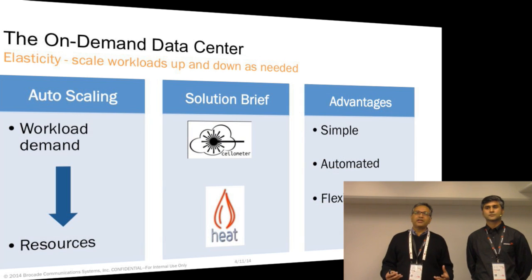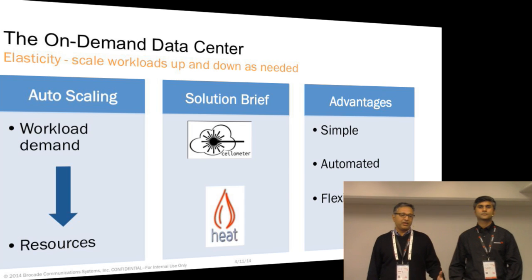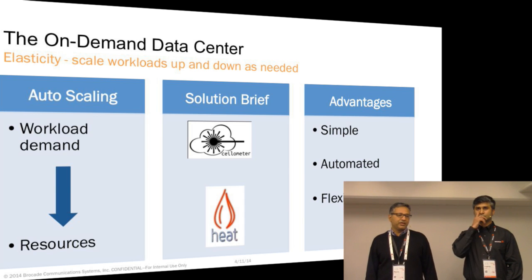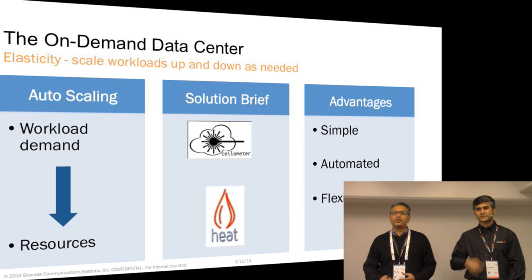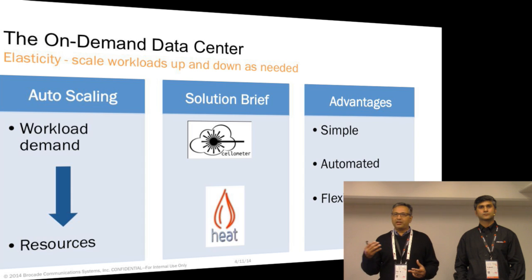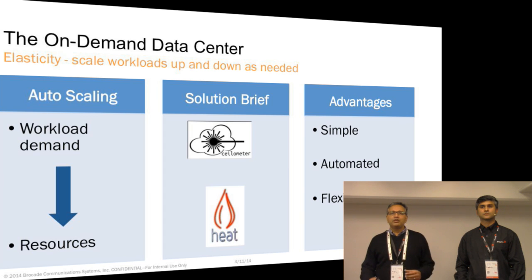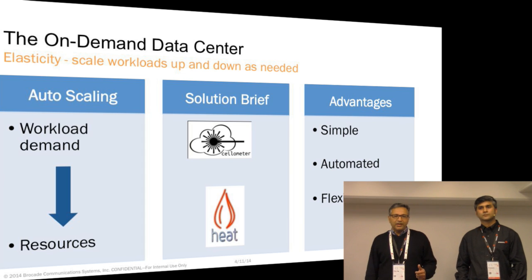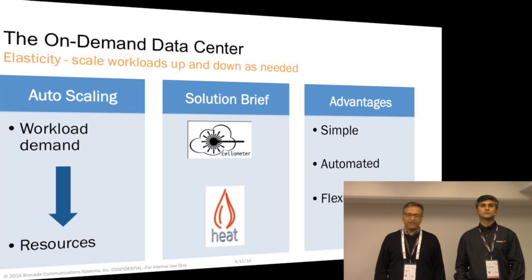So with elasticity, which is one of the key characteristics of cloud as defined by the National Institute of Standards and Technology, you have the notion of auto scaling based on workload demand, and then resources are spun up on demand and then shut down as the workload demand reduces. And we're going to talk about how you use OpenStack with Ceilometer and heat templates to be able to create this on-demand scalable data center. And again, the advantages over more traditional provisioning methods are that it's simple, scalable, automated, and flexible.